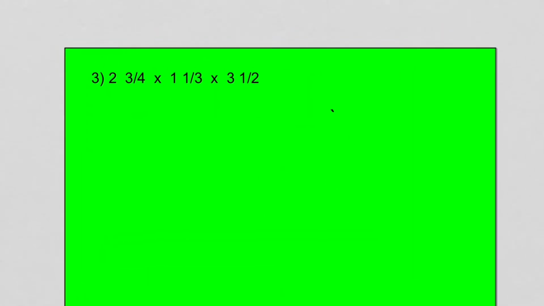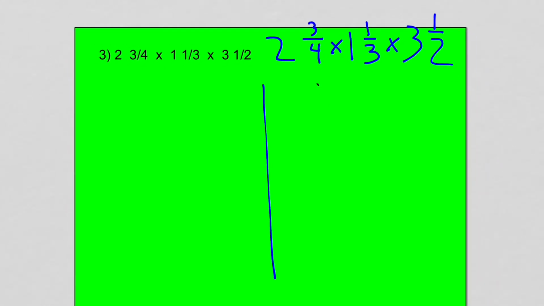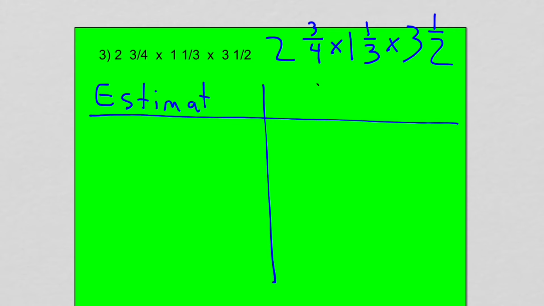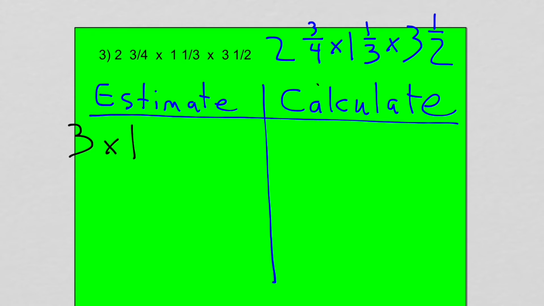Let's try one that has 3 numbers in it. So this is going to be 2 3/4 times 1 1/3 times 3 1/2. And I'm going to estimate and calculate. Okay, well, 2 3/4 is closer to 3. 1 1/3 is closer to 1. Okay, I've rounded 2 3/4 up. I've rounded 1 1/3 down, so those have balanced out nicely.